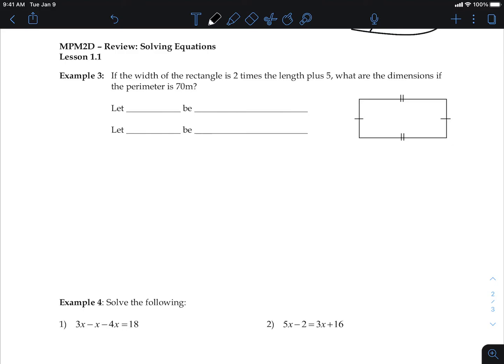If you struggle with word problems like most people do, you can go through here and say, okay, I'm going to say W for width. I'm just going to try and shorten the question. The width of a rectangle is 2 times. What do you think the word times means? Just multiply, right? So I'm just going to go, okay, 2 times L plus 5. I'm just trying to make it a little bit more mathy and less wordy. What are the dimensions if the perimeter is 70?